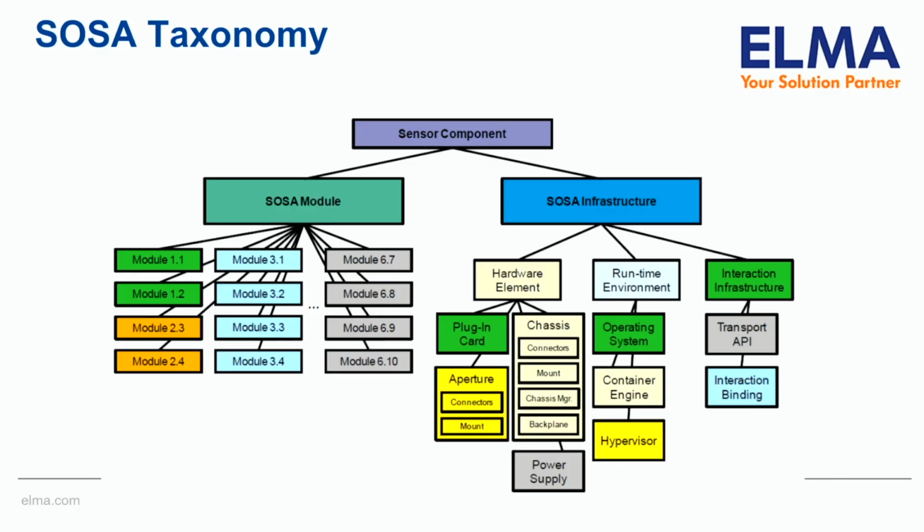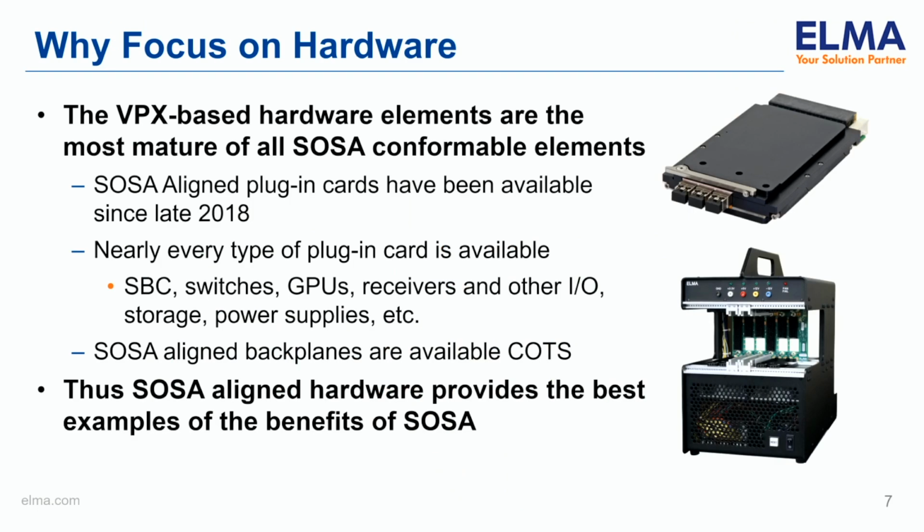So, if you take all of that, 434 pages I think was the number, and break it down into a taxonomy, this is what SOSA looks like. You've got a bunch of components that fall into different domains. I'm going to focus on the hardware domain for two reasons. Number one, Elma does hardware, and that's what I know best, it's what I live day to day, so I'm going to talk about what I know. But second, hardware is the most mature of the elements in the SOSA Technical Standard.